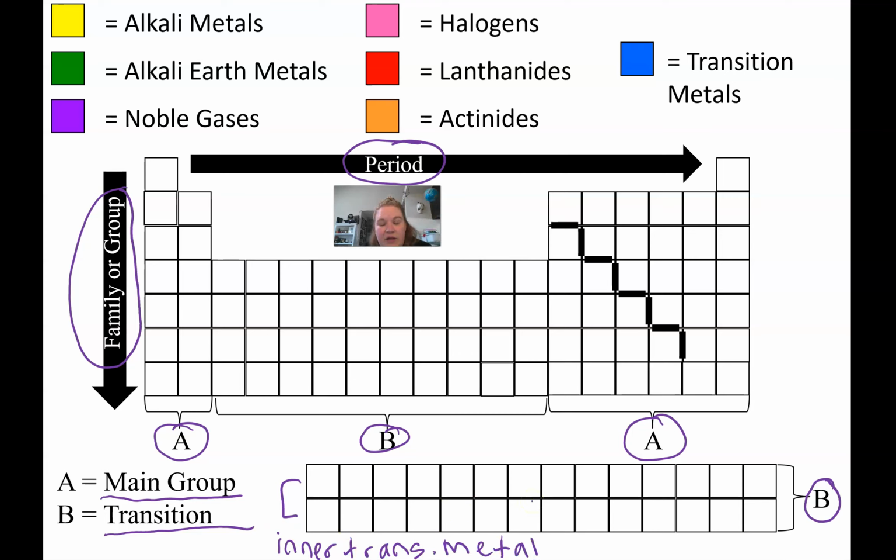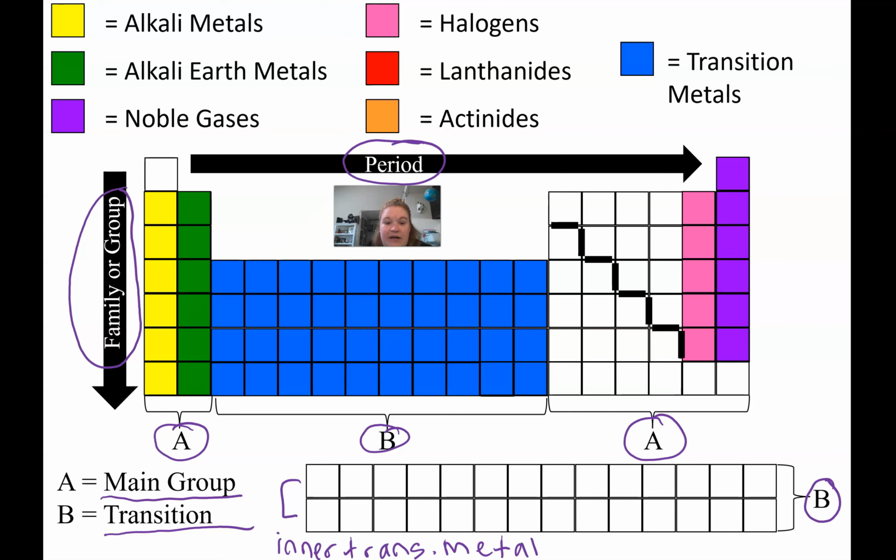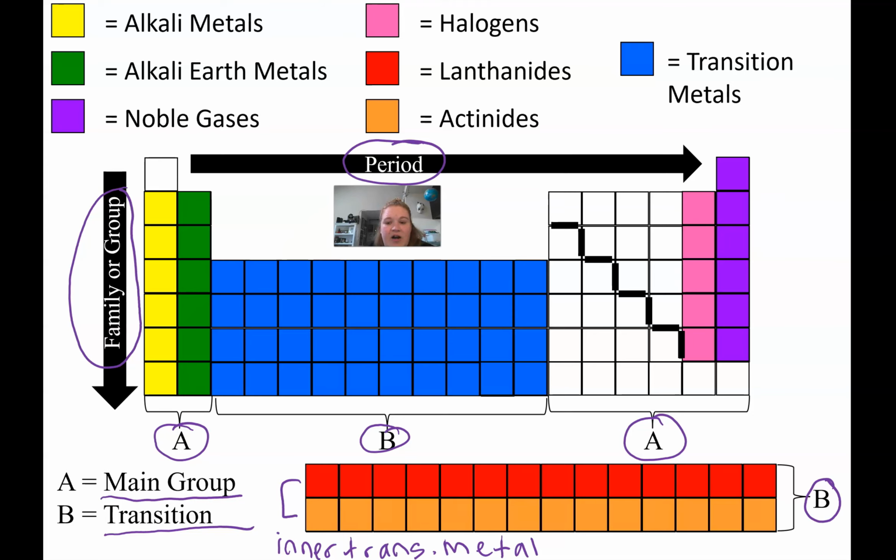All right, so I have a lot of colors there up at the top, and that's what we're going to use to label. So in our first column, our first group, these are the alkali metals. Notice that hydrogen is not included in that label. The next one over are the alkaline earth metals. On the far right are the noble gases. And then the one next to that are the halogens. The entire middle section are our transition metals. And then the top row of the inner transition metals are called the lanthanides. And then the row underneath that are the actinides.